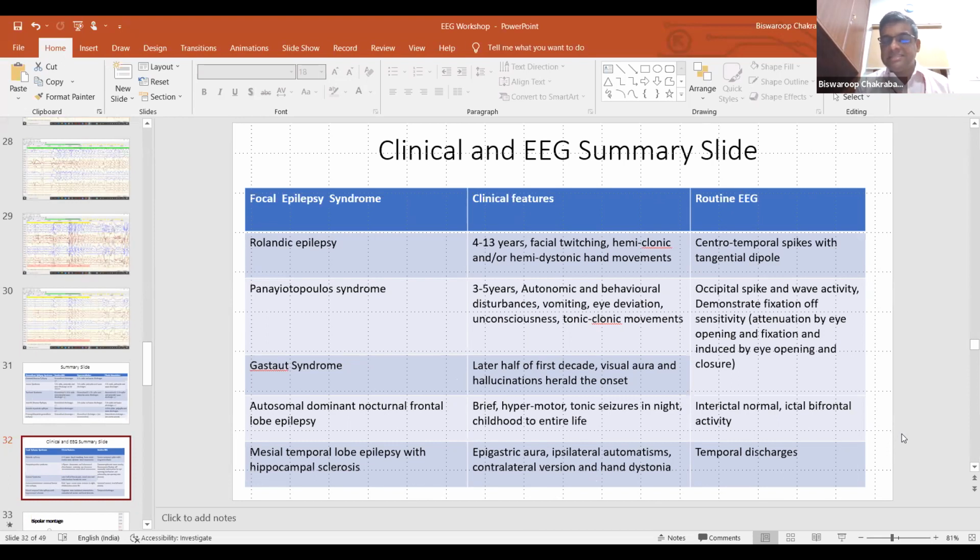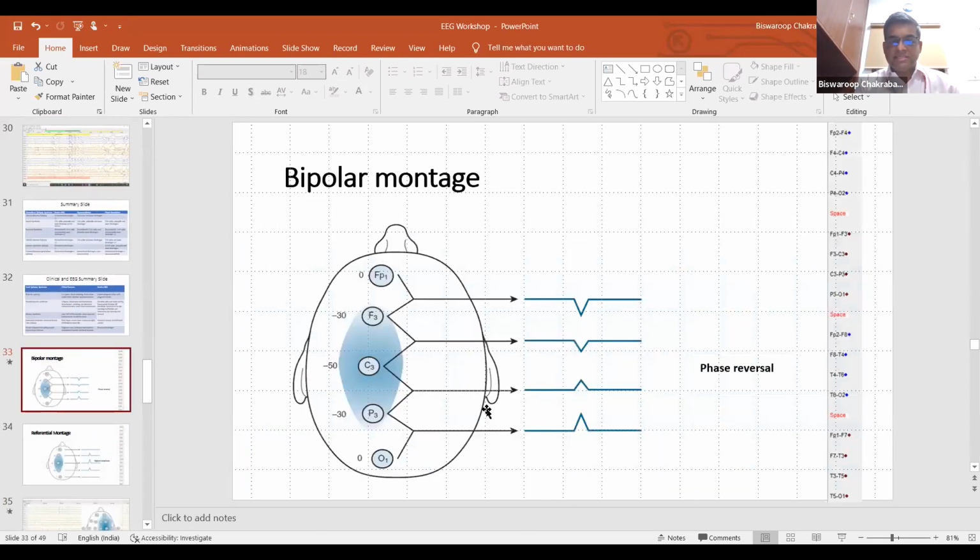Now let us understand how the discharges on routine EEG for generalized epilepsy differ from focal epilepsy. Okay, so we move on to this. This is classically a bipolar montage. You have FP1, F3, then F3, C3, then C3, P3, then P3, O1. If you see, there is a negative deflection. This downward deflection is for positive, and this upward deflection is for negative.